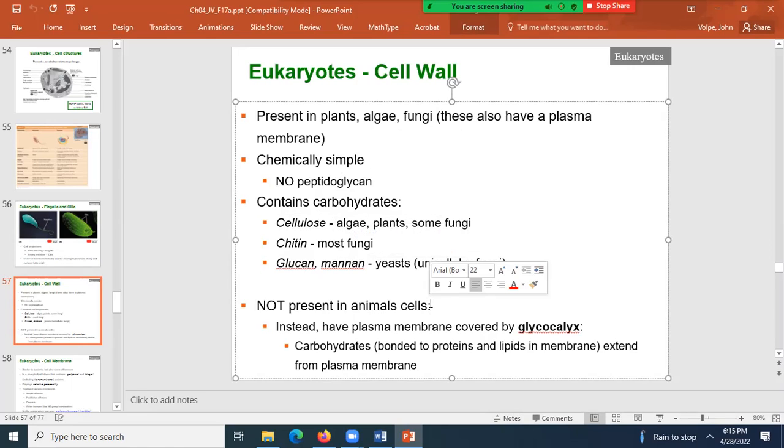Remember that there's no cell wall in animal cells. Instead, the plasma membrane may be covered by a glycocalyx. And then there'll be carbohydrates and proteins inside the lipids of the plasma membrane of the animal cell.